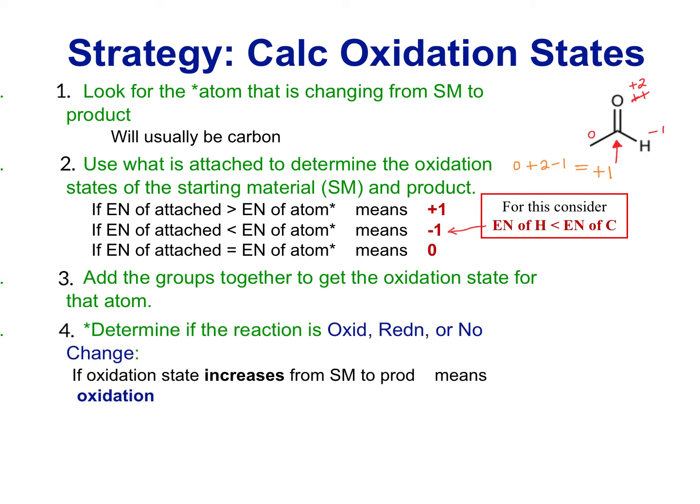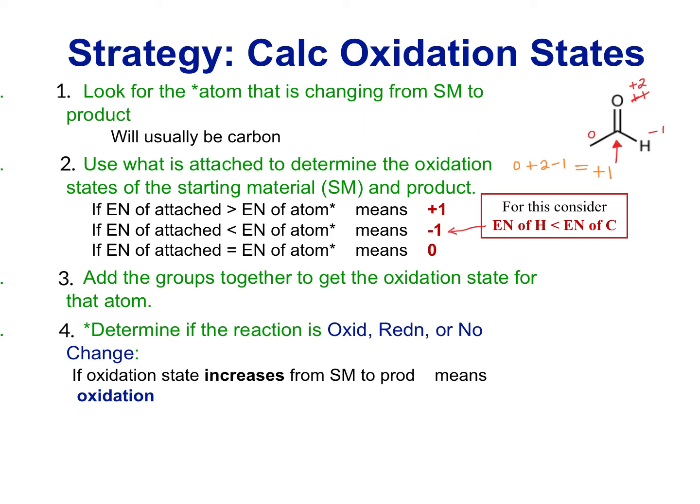So I may be able to stop there, but if I have a reaction, I'm going to want to determine what kind of reaction it is based on the oxidation states. So of course I would have another product that I would have done the same process with, adding up the things and getting the oxidation state, and then I'm going to compare them to figure out what kind of reaction it is.